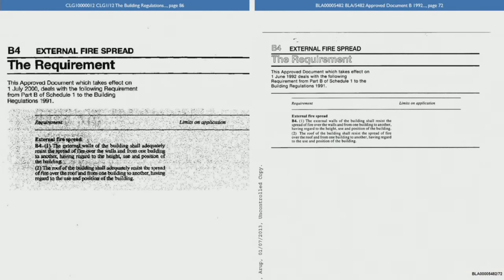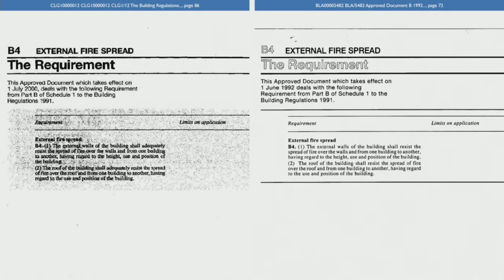Yes. On the right, which is the 1992 version of the functional requirement, it says, this is B4(1), the external walls of the building shall resist the spread of fire over the walls and from one building to another, having regard to the height, use and position of the building. And then in 2000, that's amended, as you can see, to the words, the external walls of the building shall adequately resist the spread of fire over the walls, etc. So you can see that the word adequately has now been inserted into the functional requirement in 2000. Yes. So we've moved from resisting external fire spread altogether to resisting it adequately. Yes? Yes.